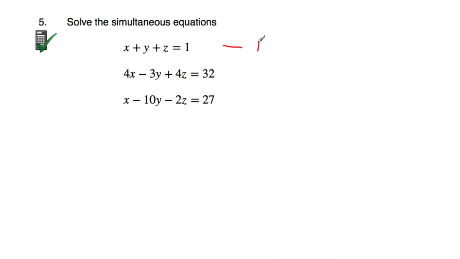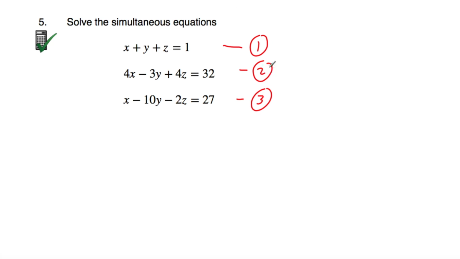So I'm going to call that first one equation 1, the second one equation 2, and this third one equation 3. Okay, let's see how we can eliminate one of the variables. If we look at equation 1 and equation 3, they both have an x in it. That means that if we subtract those two equations from each other, the x's will cancel because x take away x is equal to 0.